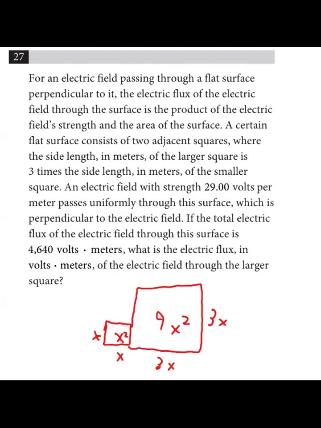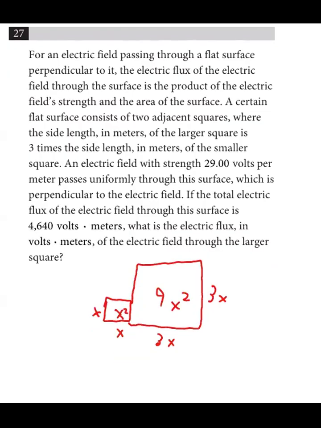Okay. So now we have to find the electrical field with strength 29 volts, perpendicular electrical field, and we're told the total flux. Okay, so first, we need to relate the area to that. So the area of the full figure is 9x squared plus x squared, which is just 10x squared.